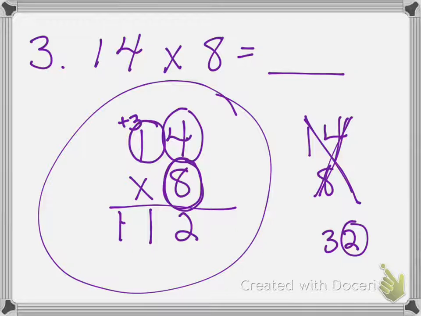And let's just take a quick look at this. So 14, let's round that to 10. 10 times 8 is 80. Okay. It's not super close, but it's definitely in the same ballpark. So we can check our answer by doing that quick little rounding.